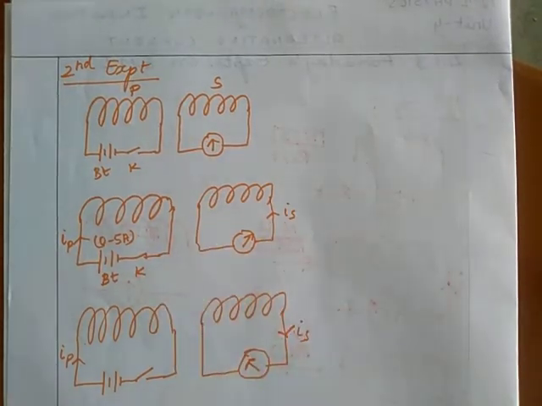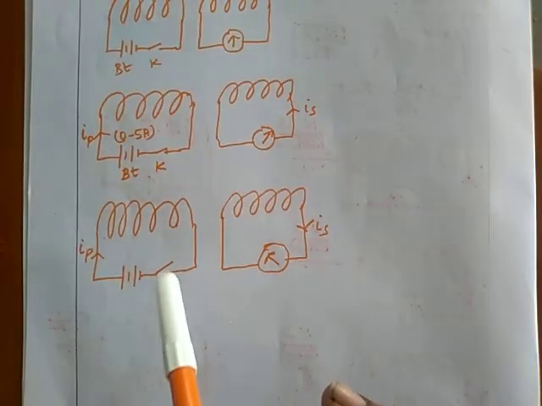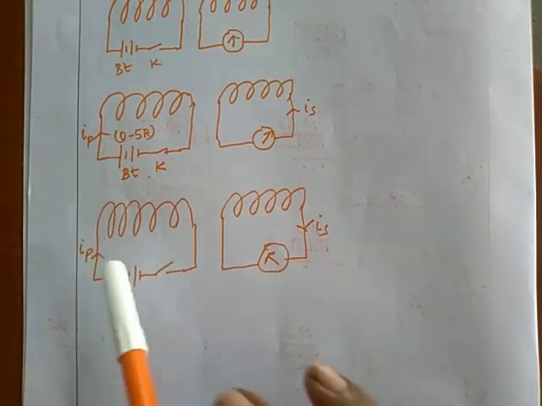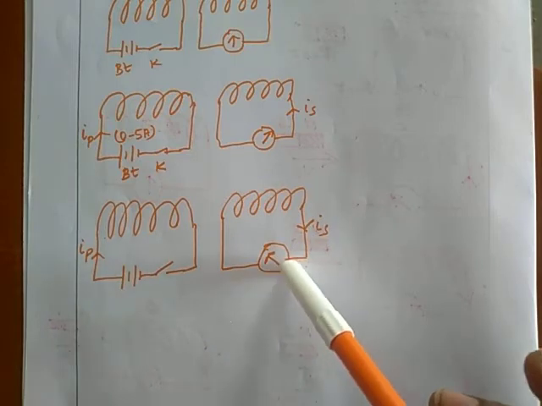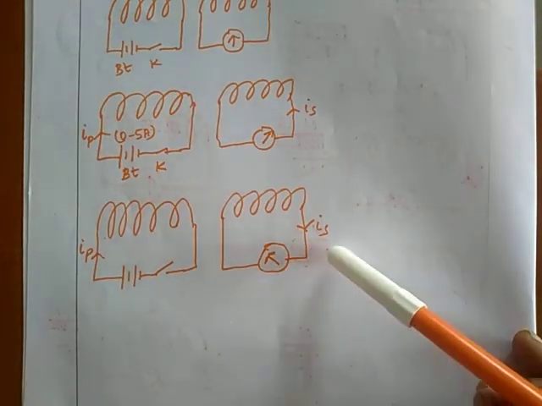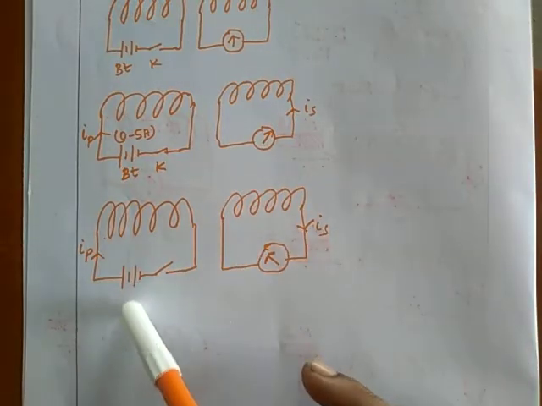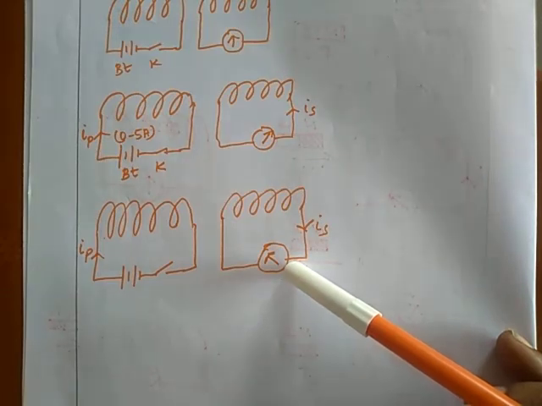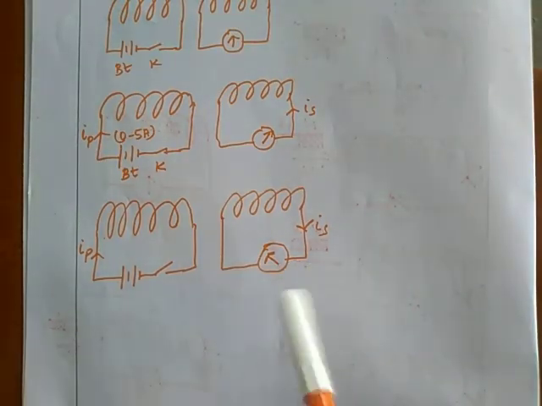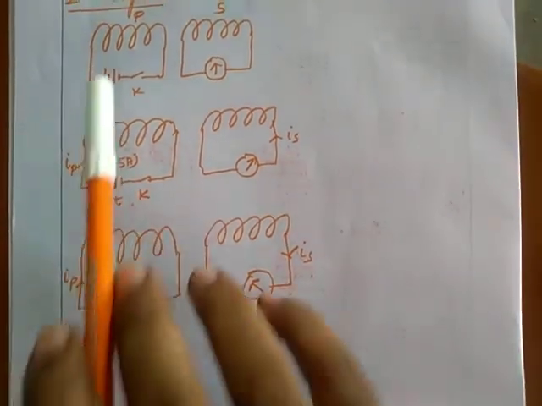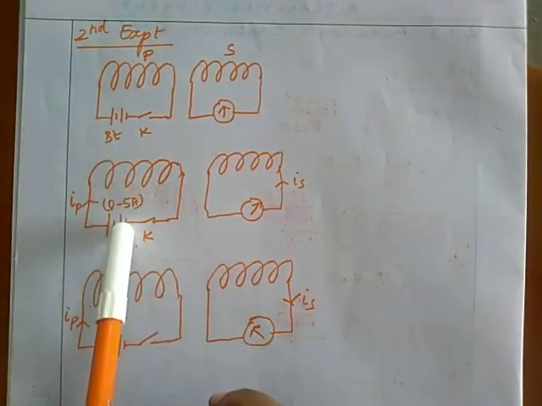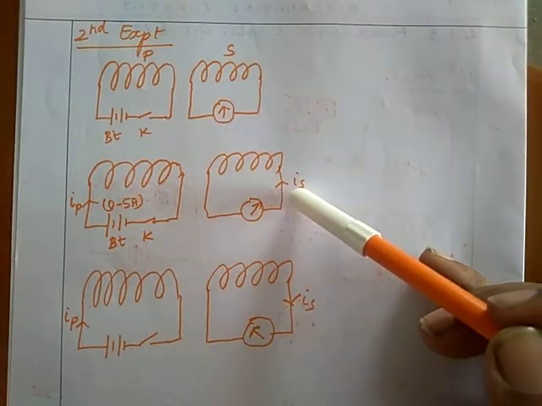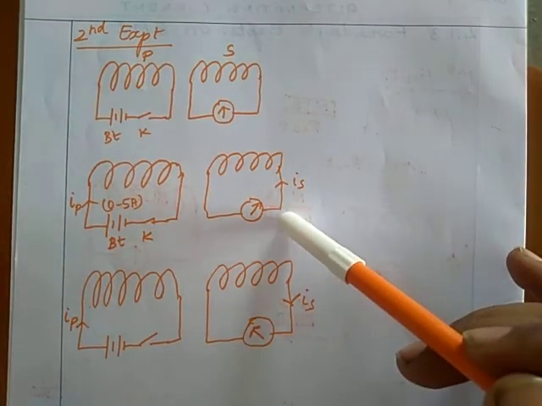Then next, suppose the circuit is broken. In that case the current drops from 5 ampere to 0 ampere, so the current is changing. In that case it shows deflection in the opposite side. Here also it developed a current Is. After reaching zero current, it does not show any deflection. In this experiment we observed that whenever the current changes in the primary circuit, it produces deflection in the secondary circuit. This current is known as induced current, and this EMF is known as induced EMF.